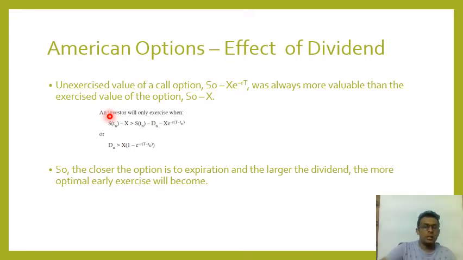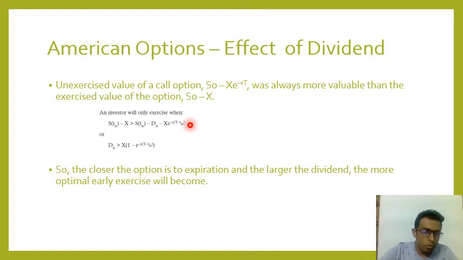In a dividend, the stock price when the dividend is not paid at time Tn is S(Tn) minus X, and when we pay the dividend, then S(Tn) minus dn, which is the dividend, minus X into e raised to minus R into T minus Tn will come. So we are reducing our stock value with the dividend, and the time is also getting a slight alteration due to the dividend being paid at that point of time.